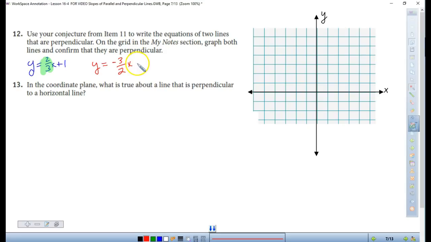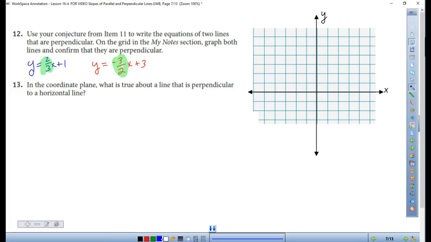It could be, let's see, I want to make sure it fits on my little graph here, so maybe I'll make it +3 just for heck of it. It could be anything. Mainly, in order to be perpendicular, we just need the slopes to be opposite reciprocals. Doesn't matter what the y-intercept is for those.